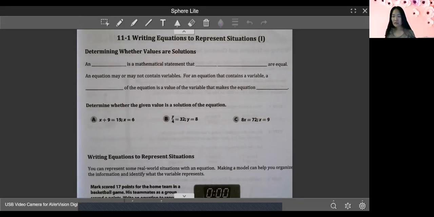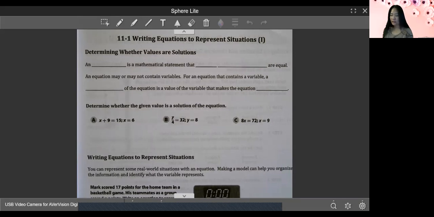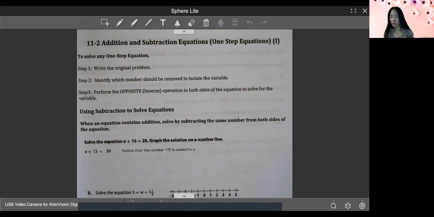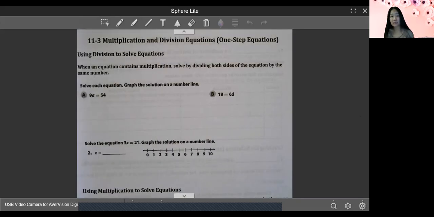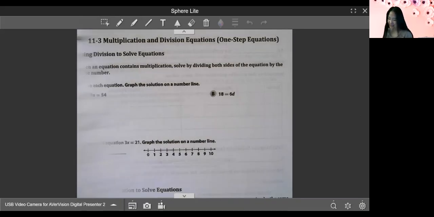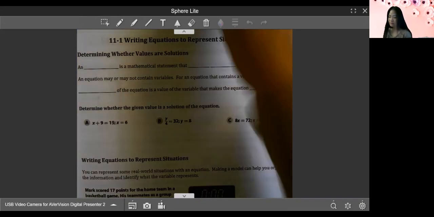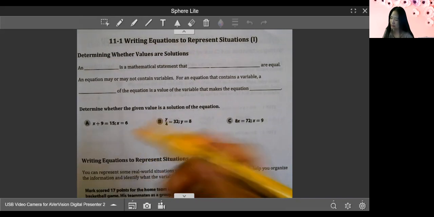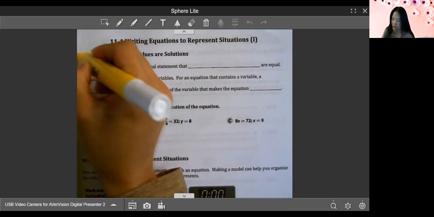Hi students, for the notes for 11-1, it is called writing equations to represent situations, okay? This is a foundation lesson so that you can do the following lessons that are coming up, which are on 11-2 and on 11-3, okay? One of the things that this section has is determining whether the values are solutions.